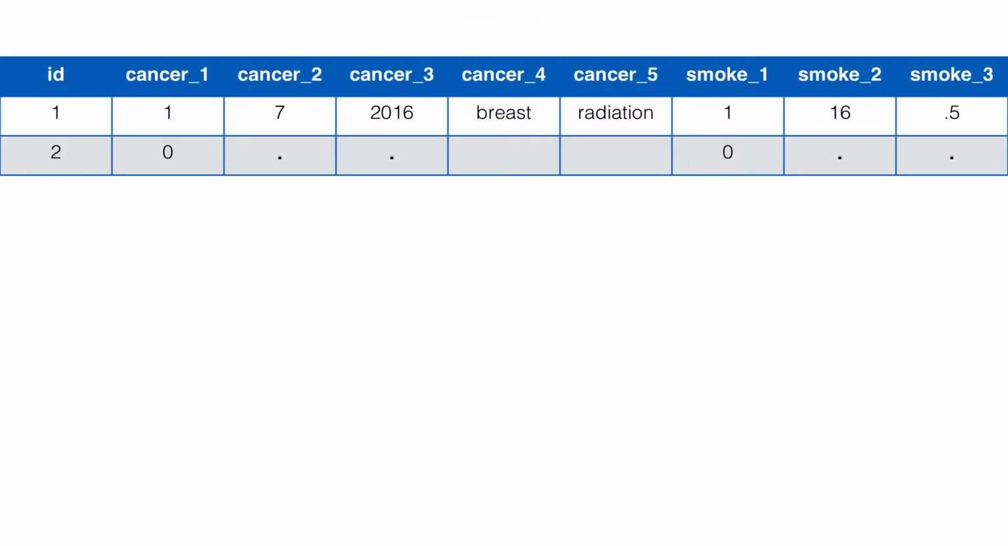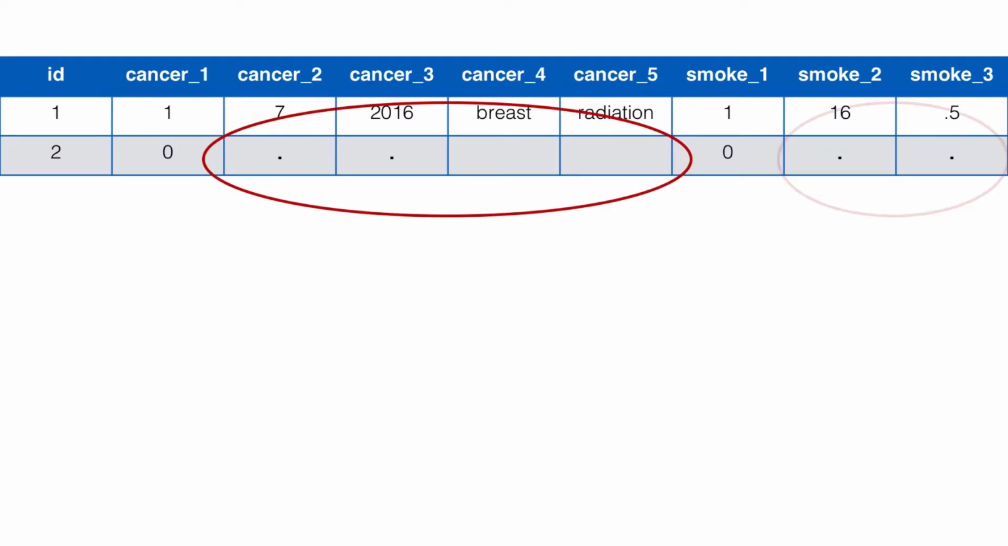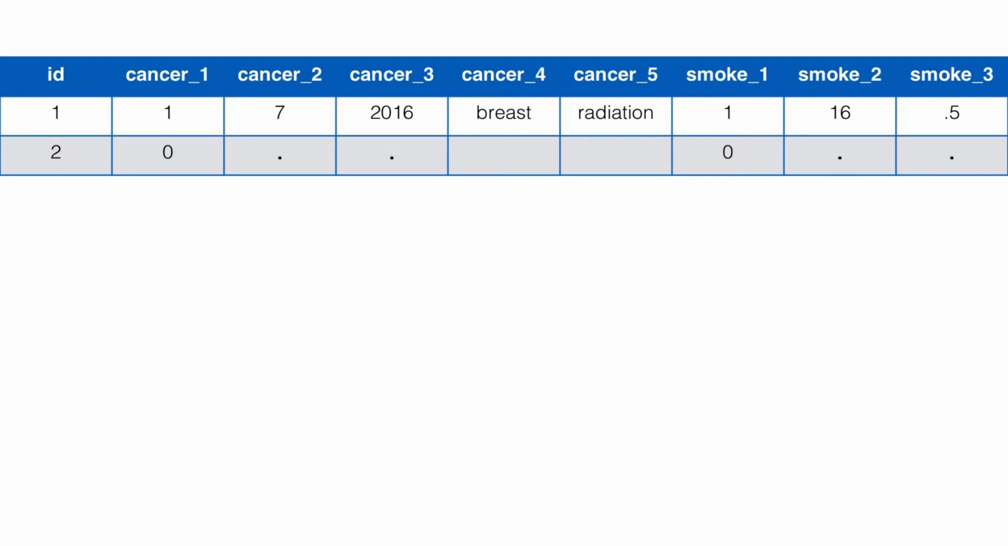Now let's take a moment to step back and consider all of the data in our dataset. Our skip patterns resulted in missing data for Cancer 2 through Cancer 5 for participant 2, and missing data for Smoke 2 and Smoke 3 for participant 2. Your first instinct may be to say, they're all missing, so none of them convey any information to us. And looking at each variable in isolation, you'd be totally correct. However, when combined with other variables, sometimes there is actually information hidden in the missing data.